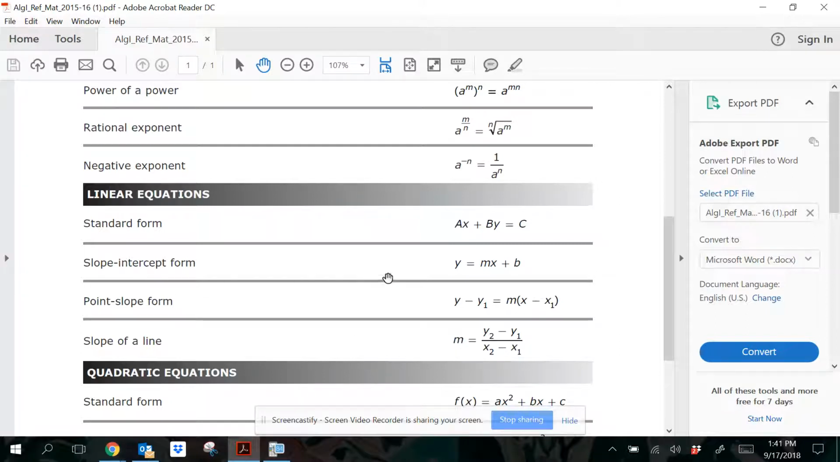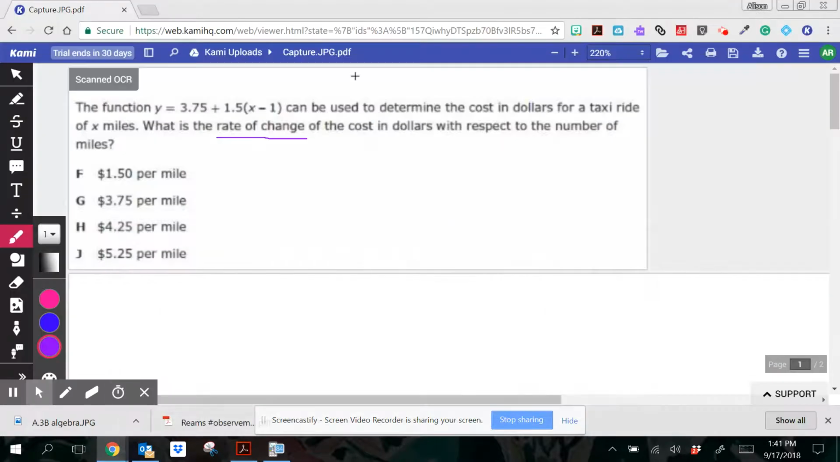When I look at slope-intercept form, if I can find m in that form, I know what my slope or my rate of change is. Same thing with point-slope form. If I can look at an equation in point-slope form and locate where my m is, then I know what my rate of change is. So let's go back to the equation that you were looking at.